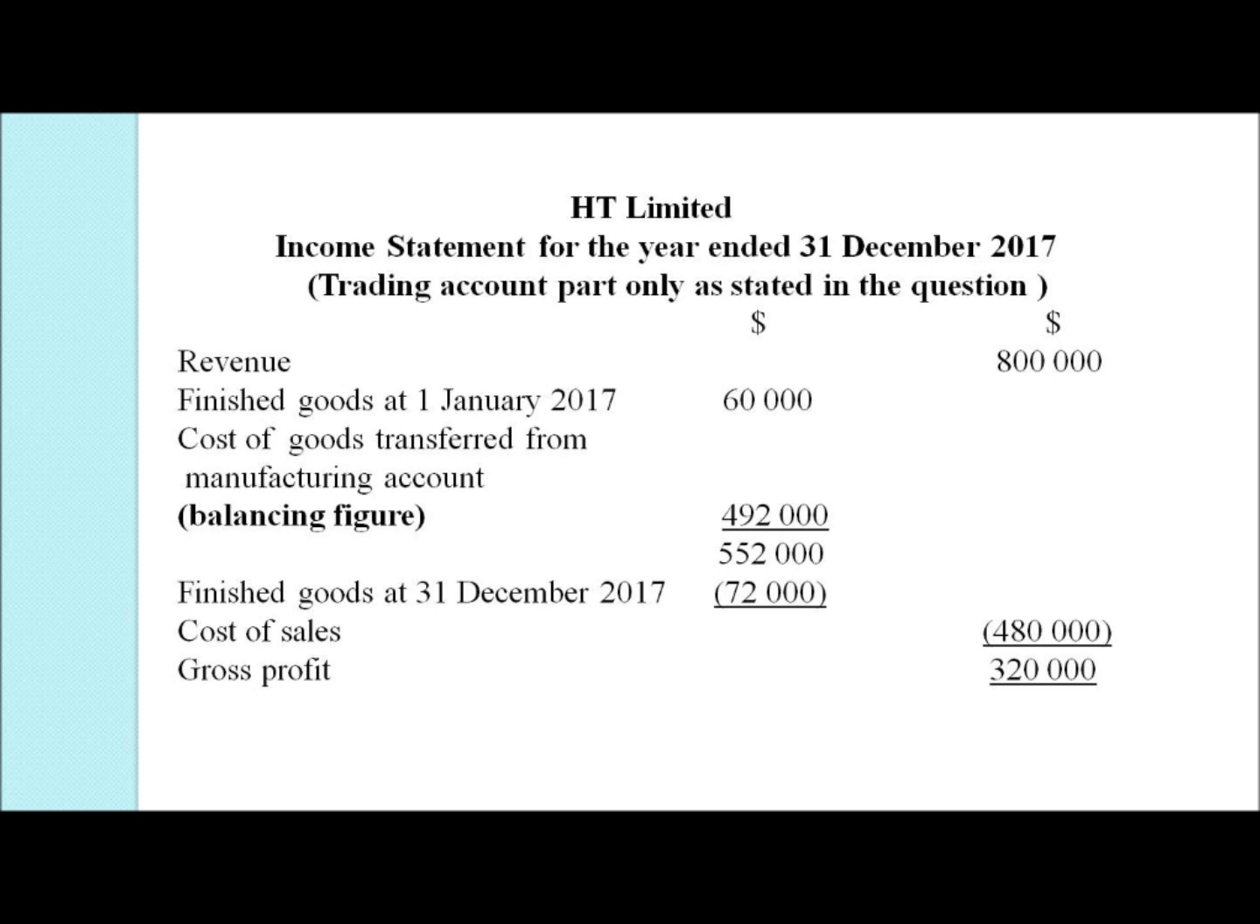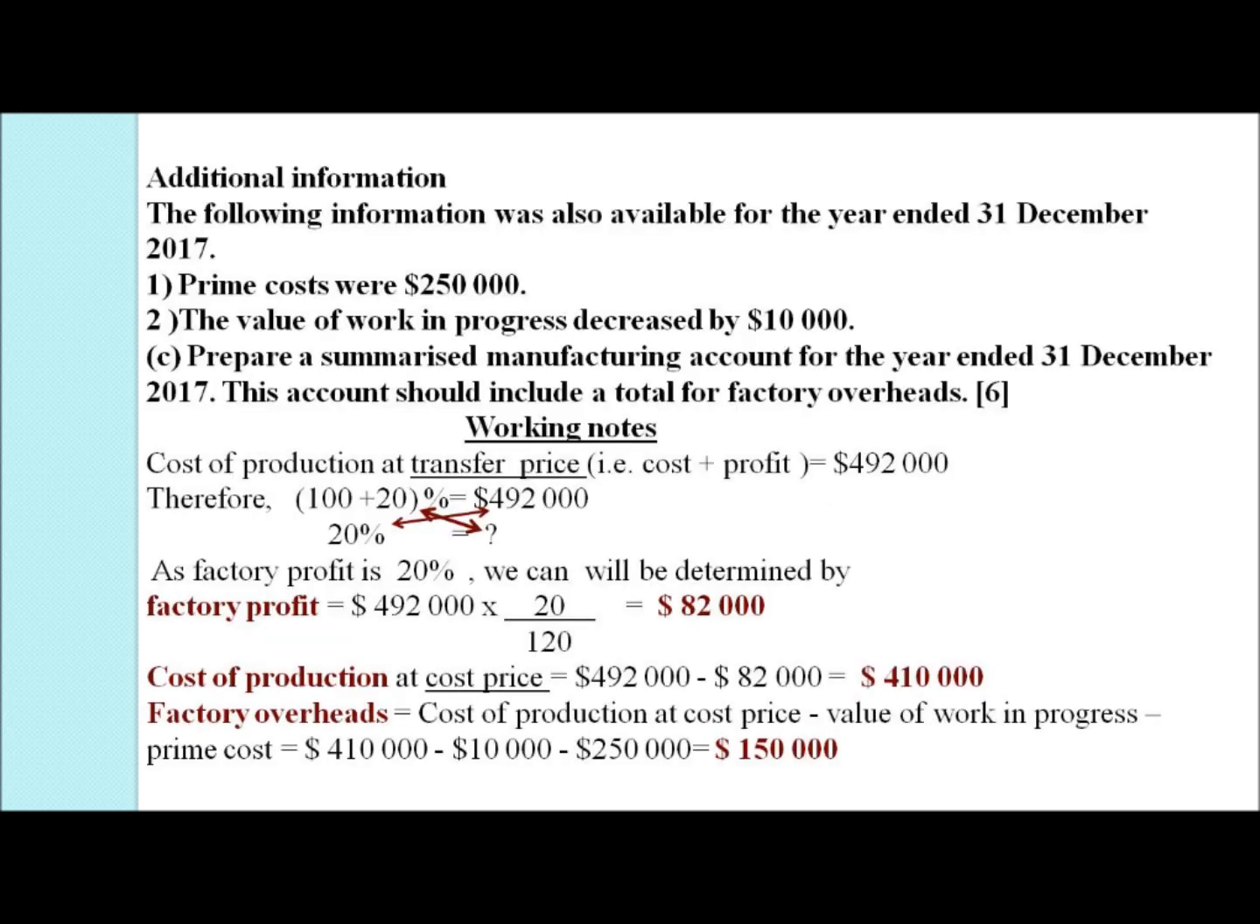After figuring out all the required information, we proceed to make the trading part of the income statement as asked in the question. We write it in the format by starting it from the sales revenue and mentioning the cost of sales and ending up with the gross profit.